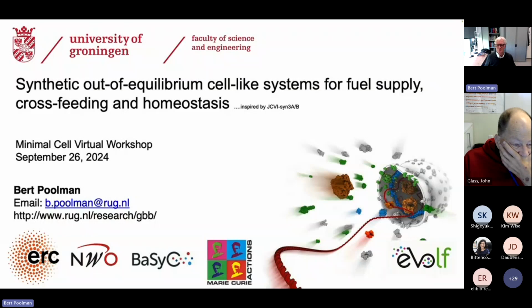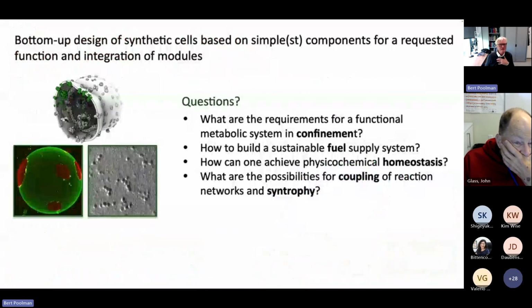We are not working on JCVI, but we certainly are inspired by the work that the various groups are doing in this direction. And perhaps our work is best described by what I've written here. That is the bottom-up design of synthetic cells based on simple components for requested function and their integration.